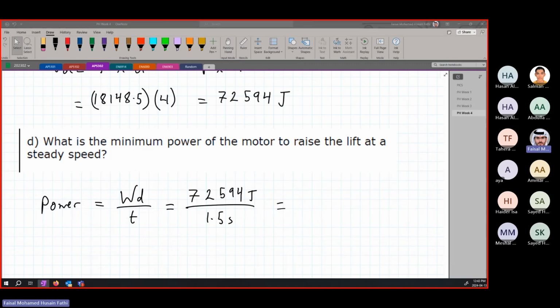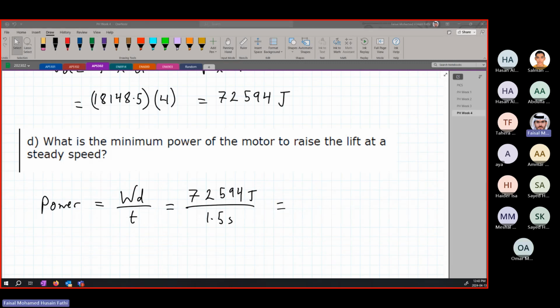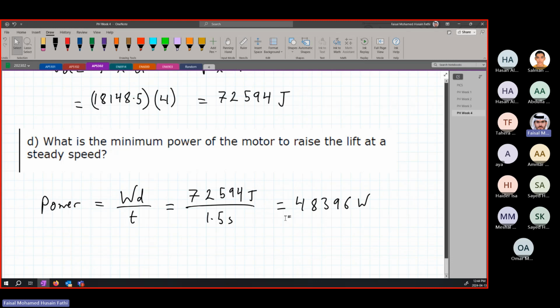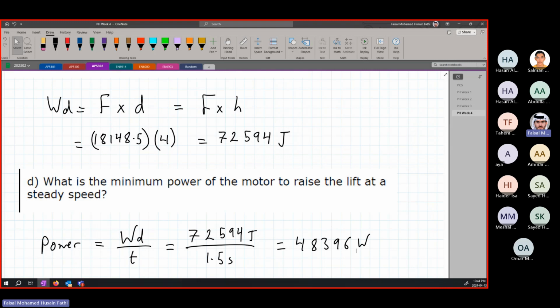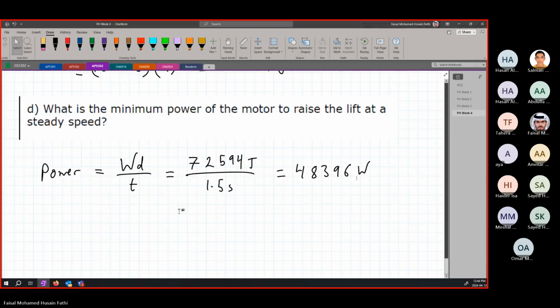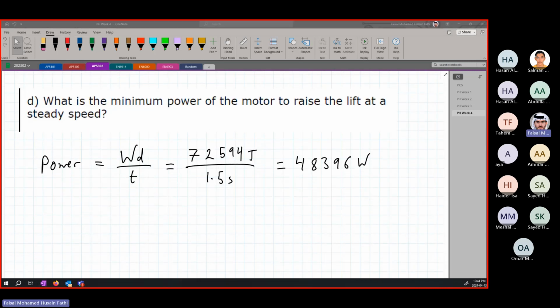So it's equal to 4838.67 watts. All right, joules per second, or watts. So this is the minimum power the motor requires so that it can move the lift upwards at a steady speed. And that's it. That's how you would solve any question for power and energy. Let's do a few more.